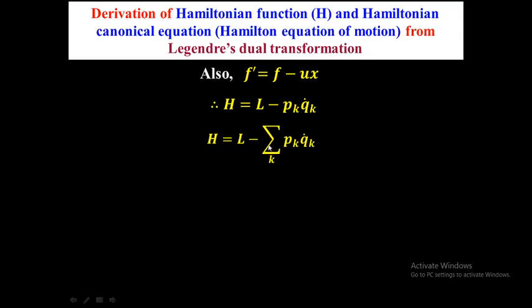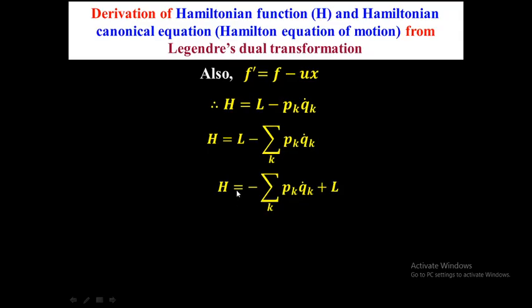Now we know that f dash is equal to f minus ux, because in the Legendre dual transformation we have defined a new function, and the new function can be related to the old function by this equation. So f dash is equal to f minus ux, where f dash is H and f is L. We have already considered that the new function is H and the old function is L, u is pk and x is qk dot. Since these are terms involving k, we can take the summation over the particles of the system, summation over k of pk qk dot.